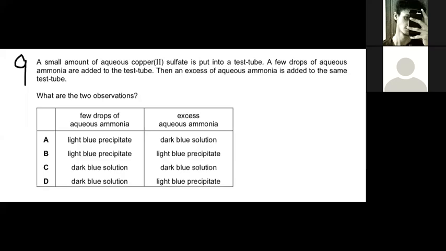Question 9. A small amount of aqueous copper 2 sulfate is put into a test tube. A few drops of aqueous ammonia are added to the test tube. Then an excess of aqueous ammonia is added to the same test tube. What are the two observations? So this solution contains copper 2 plus ion. With a few drops of aqueous ammonia, copper 2 plus ion forms a light blue precipitate. And in excess aqueous ammonia, that precipitate dissolves to give a deep or dark blue solution. So A is the correct option.